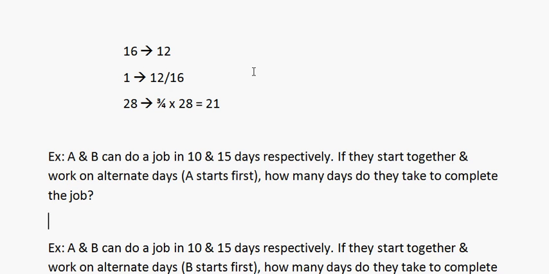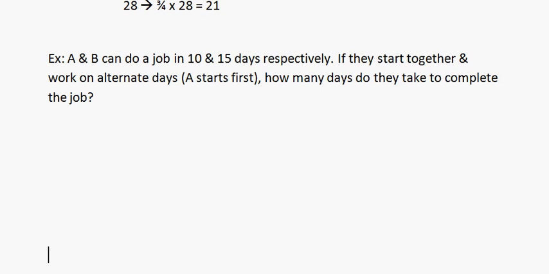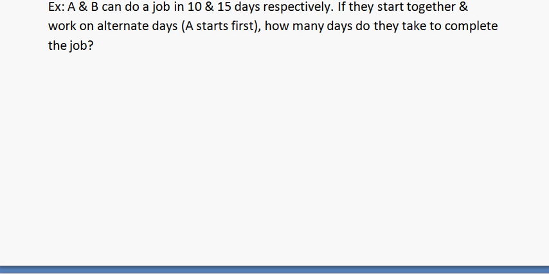Let's go to the next question, for which you would again get 2 minutes to solve this. The question says A and B can do a job in 10 and 15 days respectively. If they start together and work on alternate days, how many days do they take to complete the job, right? Now here the clause is added that they work on alternate days and A starts the work on the first day, right? So just try and do it. You have around 2 minutes to do this question.